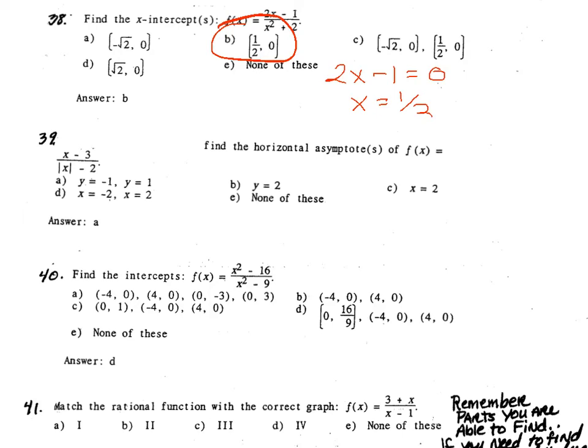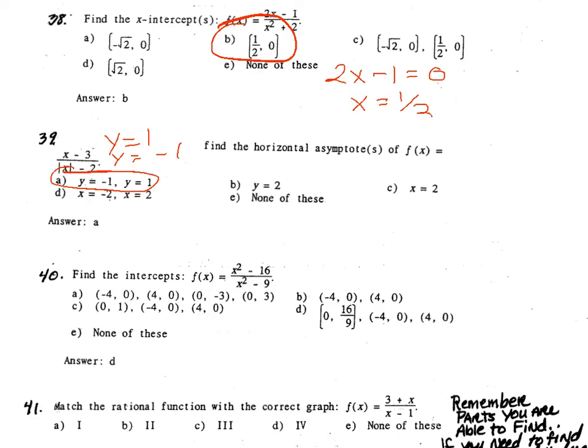Number 39, we have an absolute value function, and for these we need to remember that there are 2 horizontal asymptotes. Since the degrees are essentially the same, we find the horizontal asymptotes the same way. We take the leading coefficient and divide it by the leading coefficient. So my first horizontal asymptote will be 1, and then my other one will be -1. So the choice is A.